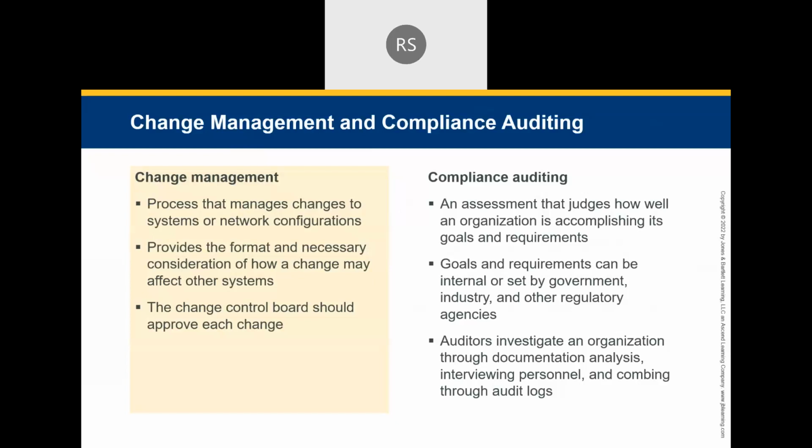Compliance auditing involves assessing how well an organization is meeting the goals and requirements. These goals and requirements can be internal policies, or they may be regulations set by the government, industry, or other regulatory agencies. With compliance auditing, the auditors examine an organization's operations through various methods. This includes documentation analysis, interviews with personnel, and review of audit logs.